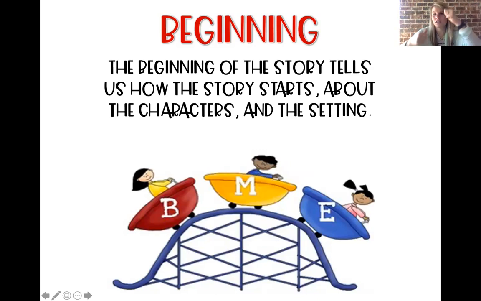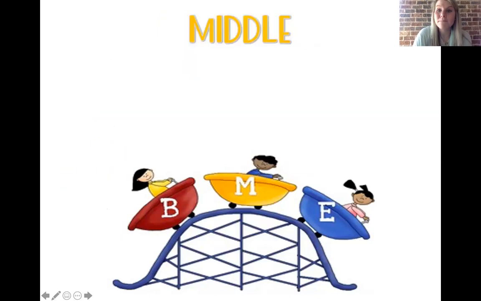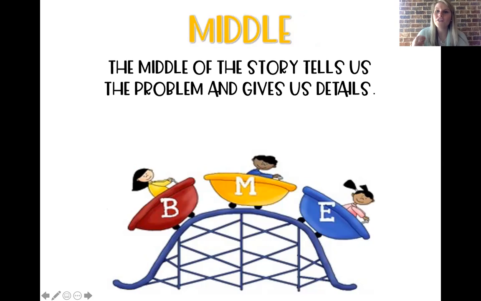Here are our characters in the story. Here's where the story takes place. We're just getting the story started, okay? And then in the middle of the story, the author is giving us the problem. We know who's in the story. We know where the story takes place. Now we're in the middle. This is the meat of the story, the meat of the burger. This is where we hit our problem. This is what's gone wrong and the different details of what's going wrong.